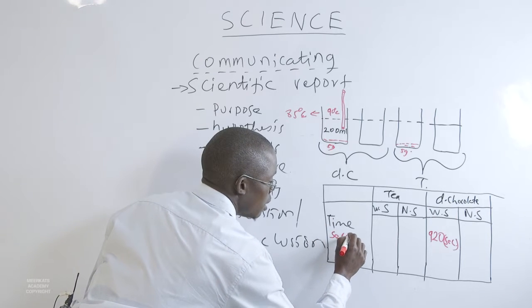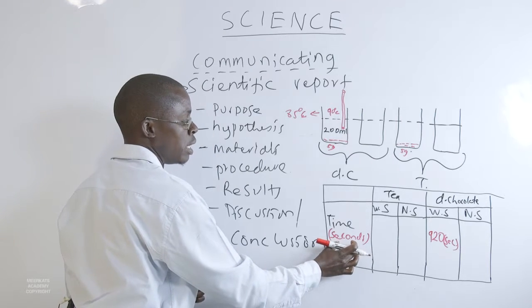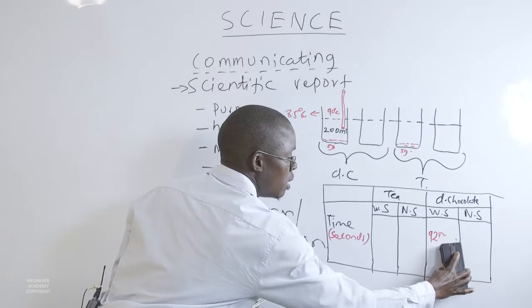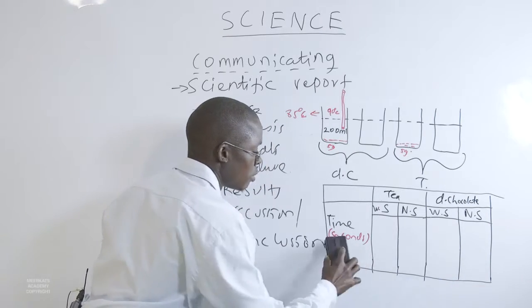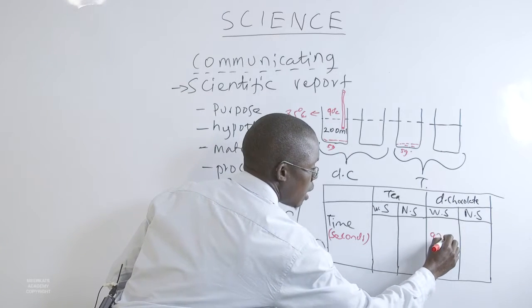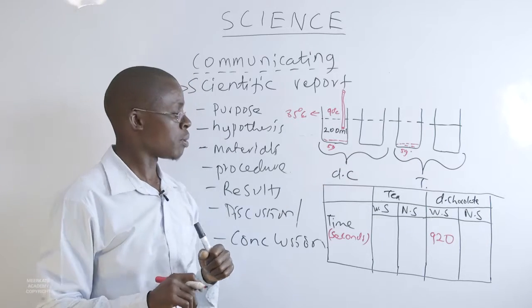you say in seconds. Once this one is stated this way, then the figures you have in the table must not carry the units because the unit has already been indicated. So this one becomes now 920. Carry on to the second experiment.